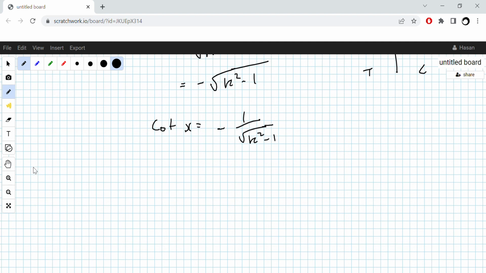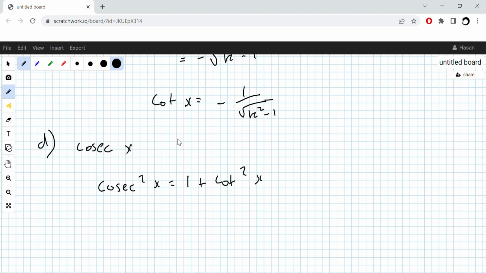Now for our D part, they want cosec x. And cosec x is going to relate to the cot x over here, using our identity of cosec squared x equals 1 plus cot squared x. Cosec squared x therefore is going to equal 1 plus the square of this, which is 1 over k squared minus 1.